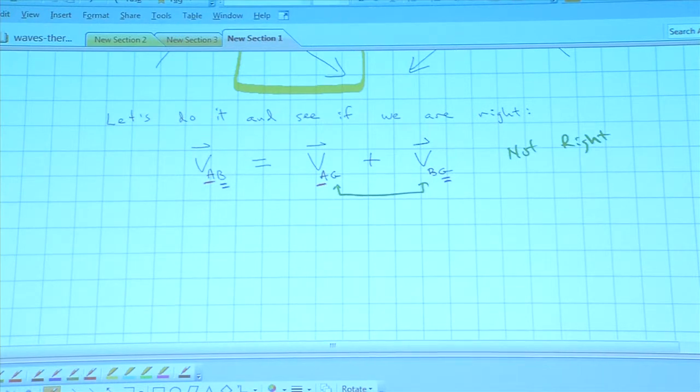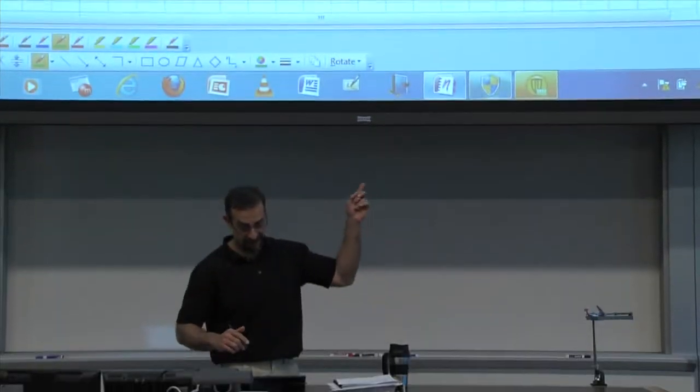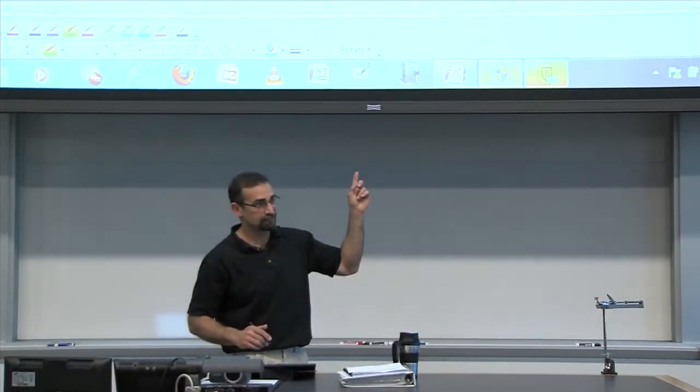So let's try again. The velocity of A with respect to B is going to be the vector sum of A with respect to the ground and the ground with respect to B. Does that work? Let's see. First one's the same. Last one's the same. Ones in the middle are the same. Okay, so first get the equation right. This second one is right. It fits our form.